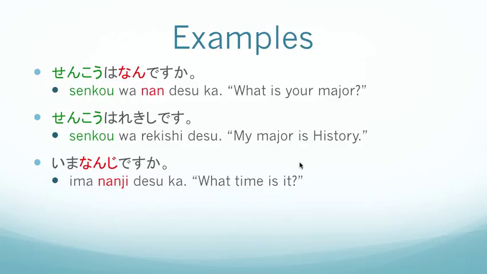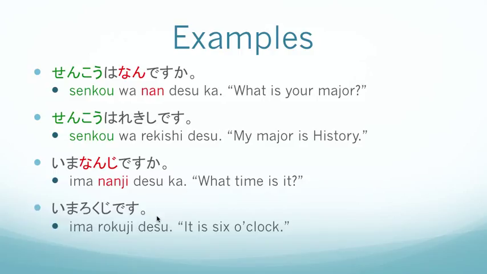Now, say you want to know what time it is. Remember, what time is nanji. And to say right now or now, just say ima. Now, what time is it? Ima nanji desu ka? Alright?